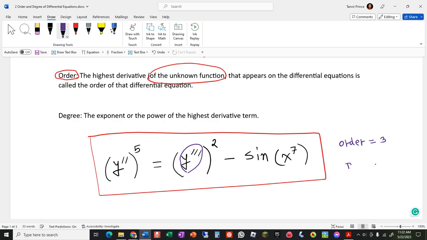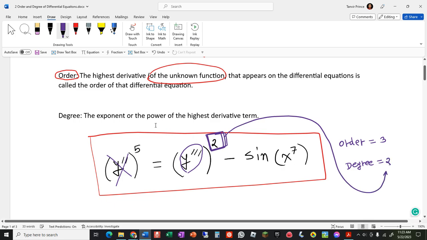How about degree? For the degree, you look at the exponent of the highest derivative. We do not look at y double prime because that is not the highest derivative. So you look at y triple prime, and the exponent of that is 2. So the degree is 2, not 5. See, 5 is the exponent of y double prime, and we do not care about that because y double prime is not the highest derivative. So you look at the highest derivative and you look at its exponent. That's the degree. And that's how easy it is.